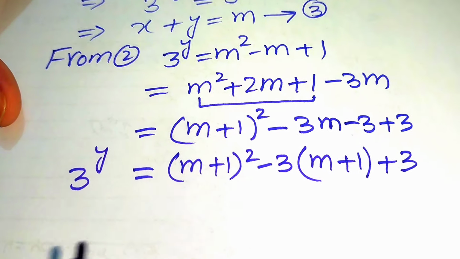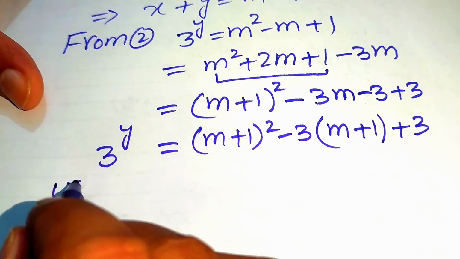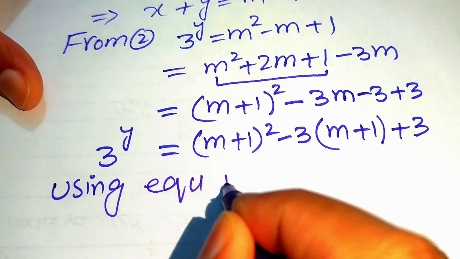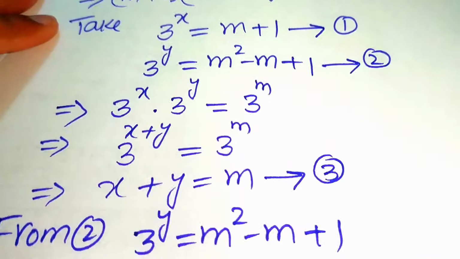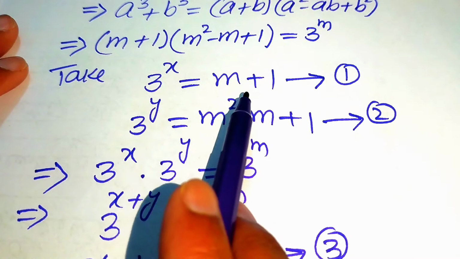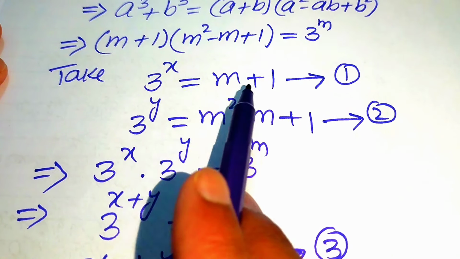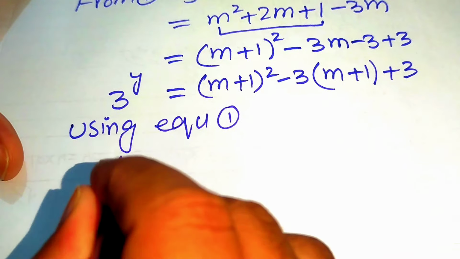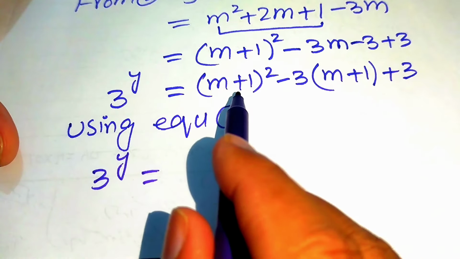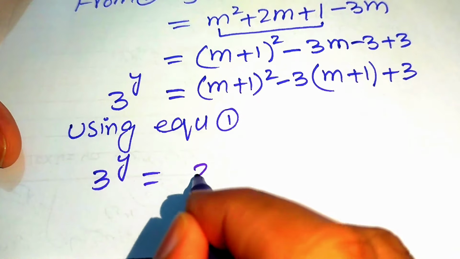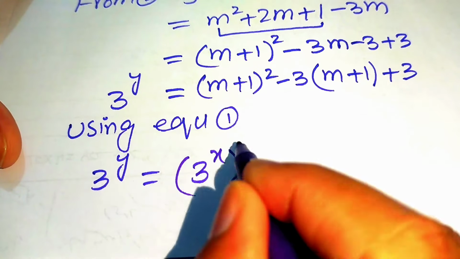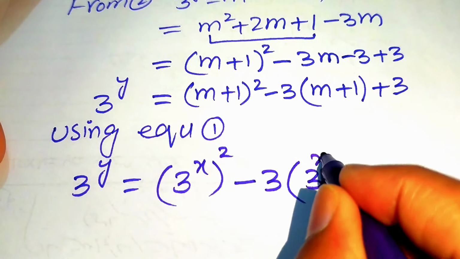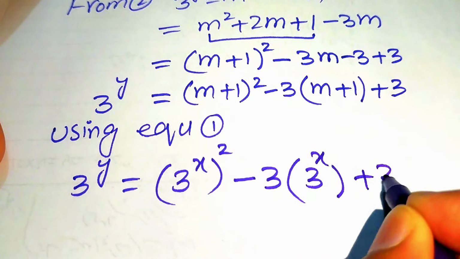And now here we use equation number 1, which is 3 to the power of x equals m plus 1. So we substitute m plus 1 equals 3 to the power of x in this equation, and it becomes 3 to the power of y equals m plus 1 whole squared. Since m plus 1 is 3 to the power of x, we get its whole square minus 3 times m plus 1, and it equals 3 to the power of x plus 3.